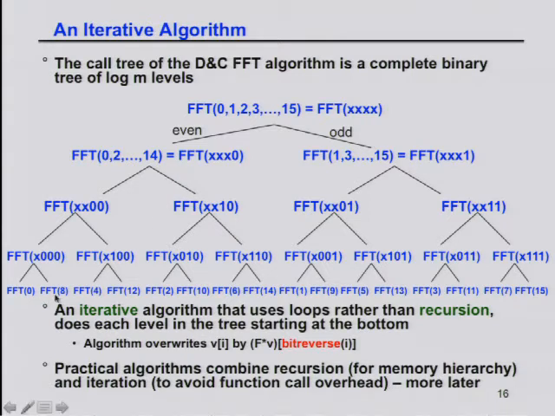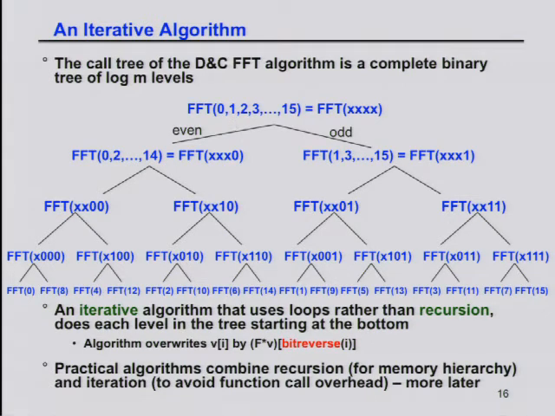So what's the insight? At the bottom level, I'm combining things that differ by 8. 0 and 8, 4 and 12. At the next level, it's the next bit that differs. So they differ by not 8, but 4. At the next level, they differ by 2. At the next level, they differ by 1. So that's sort of the communication pattern.